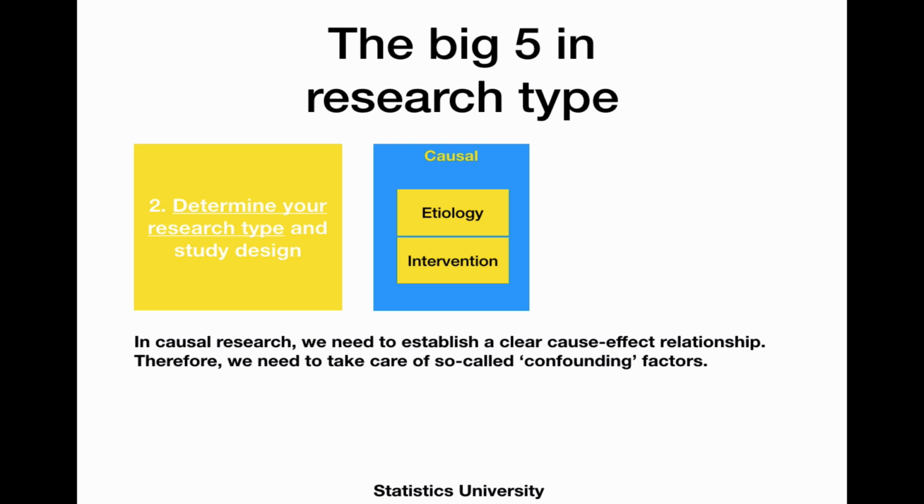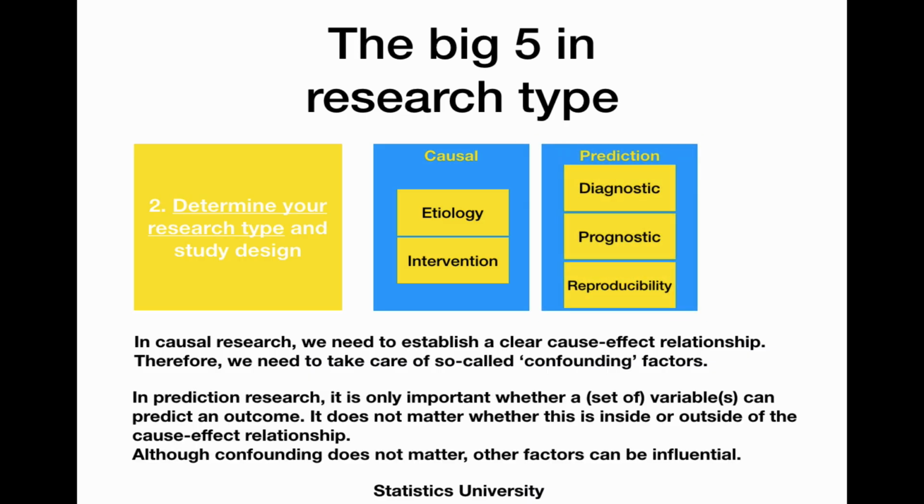In causal research, we want to establish a clear cause and effect relationship. So that means that we need to take care of so-called confounding factors. And the only causal research types are etiological and intervention research. Whereas in prediction research, it is only important whether a set of variables can predict a certain outcome. It doesn't matter whether it's inside or outside the cause-effect relationship.